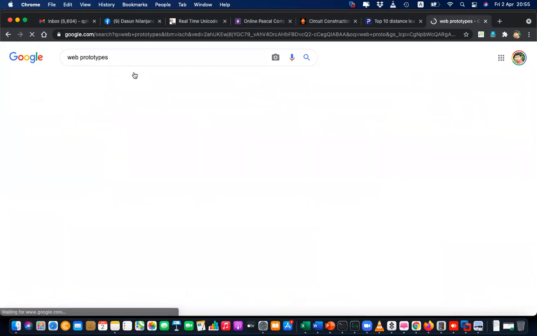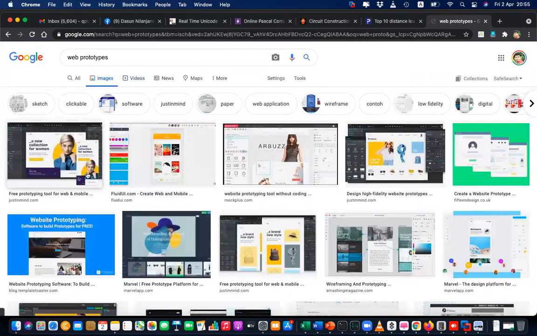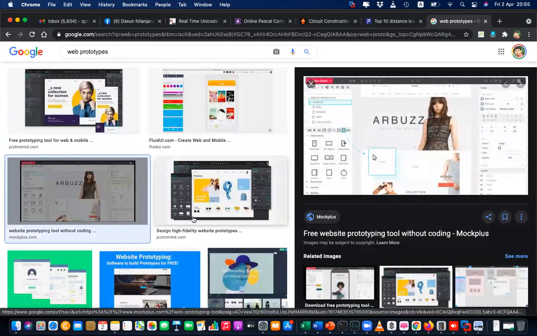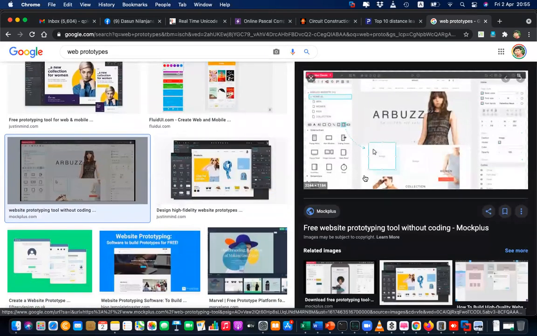So a web prototype means something like this; basically you ask whether you need this one. There are prototyping tools also, right?